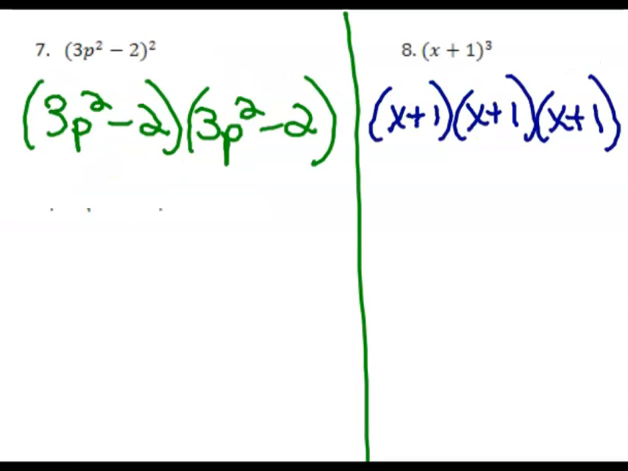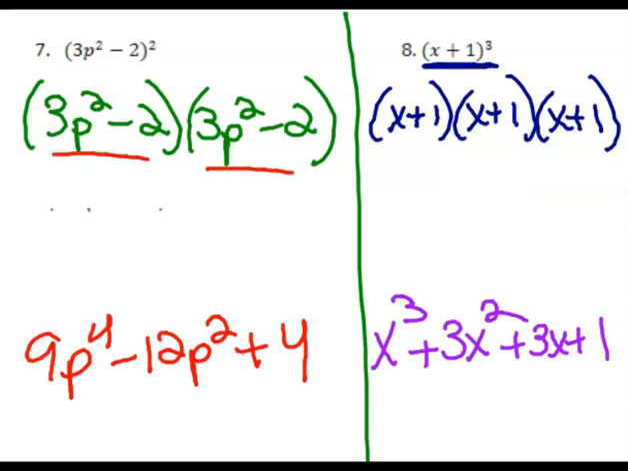All right, so I set up number 7 and number 8. So if you want to do the same, again, 3p squared minus 2 squared means, again, that I have 2 of these terms. Okay, two of these binomials, very, very official. And then number 8, it means I have 3 of these. Okay, so I write them out so then I actually know what I'm doing. Okay, so FOIL these out, combine like terms, and I will see you back here with the answers. Please try these.